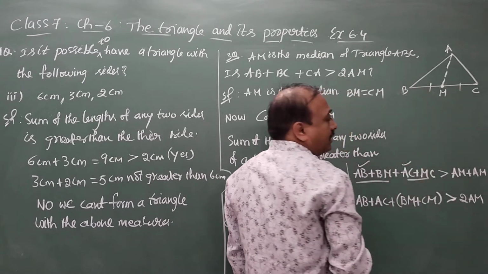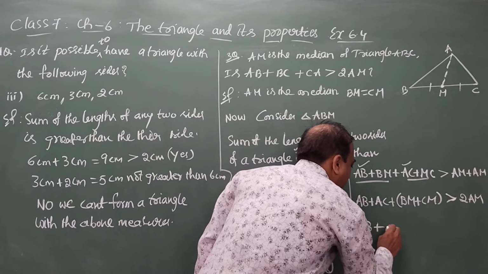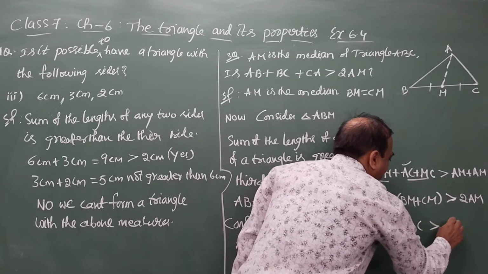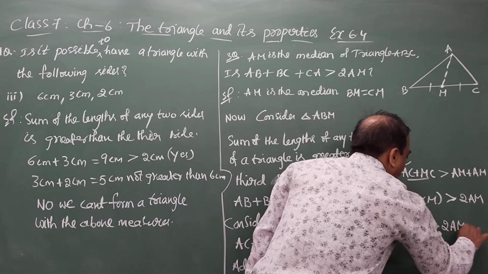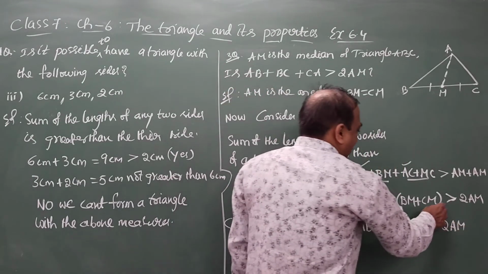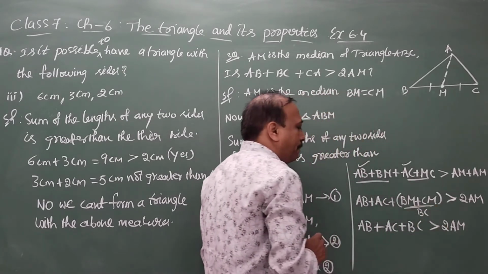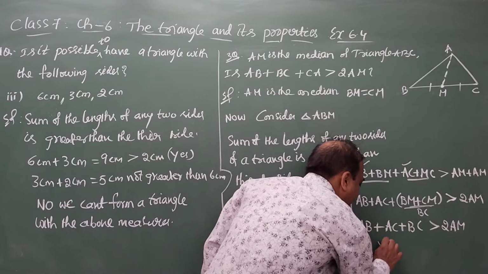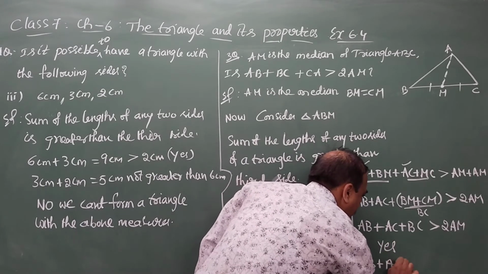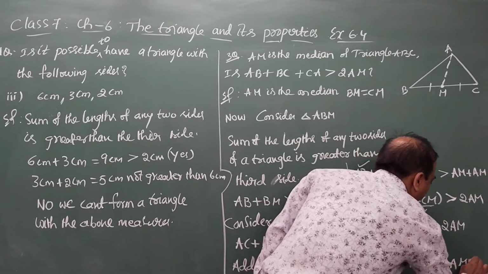Together is what? That is BC. So AB plus AC plus BC is greater than 2 times AM, as BM plus CM together is BC. Yes, AB plus AC plus BC is greater than 2 times AM.